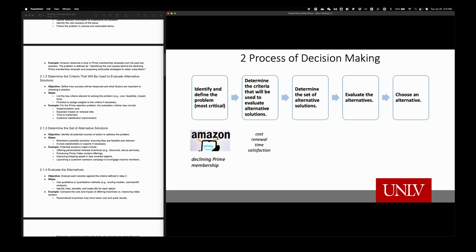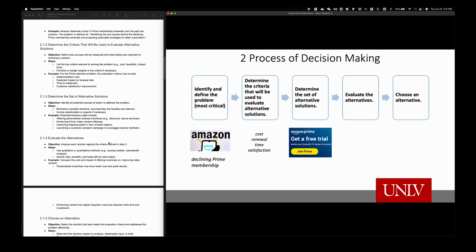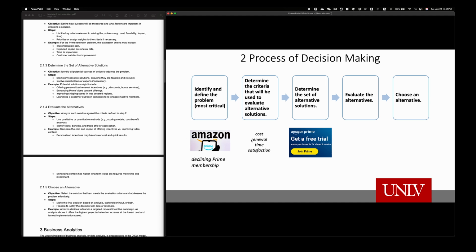Step 3 is to determine the set of alternative solutions. So it's time to brainstorm possible solutions, ensuring they are feasible and relevant, and also involve stakeholders or experts if necessary. For the Amazon problem, the potential solutions might include offering personalized renewal incentives, enhancing Prime Video content offerings, improving shipping speed in less covered regions, and launching a customer outreach campaign to re-engage inactive members.